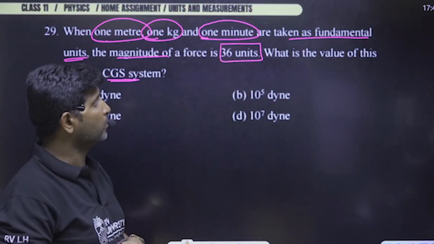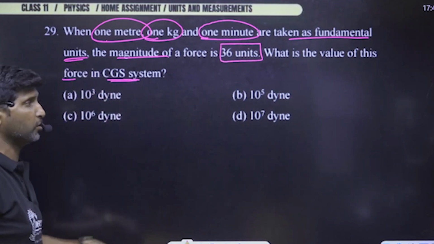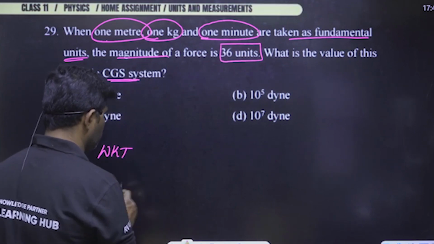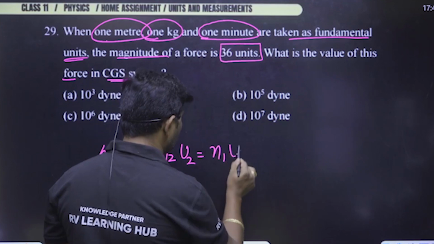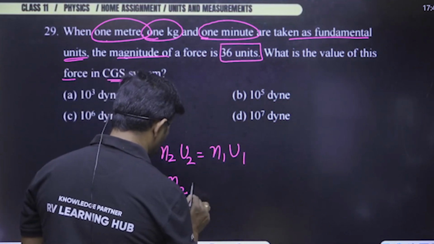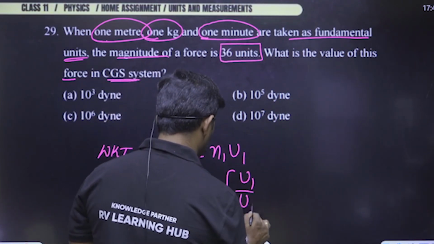36 units. So what is the value of this force in the CGS system? Please observe this. We know that N2 U2 equals N1 U1. I want the N2 value here, so N2 equals N1 U1 divided by U2.